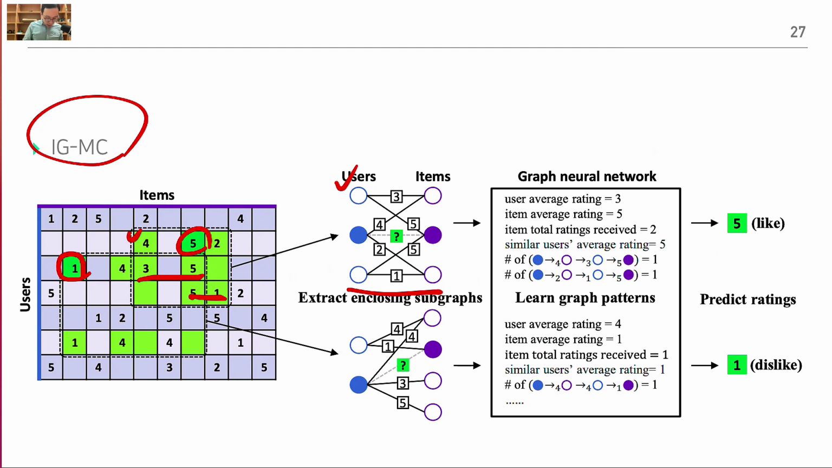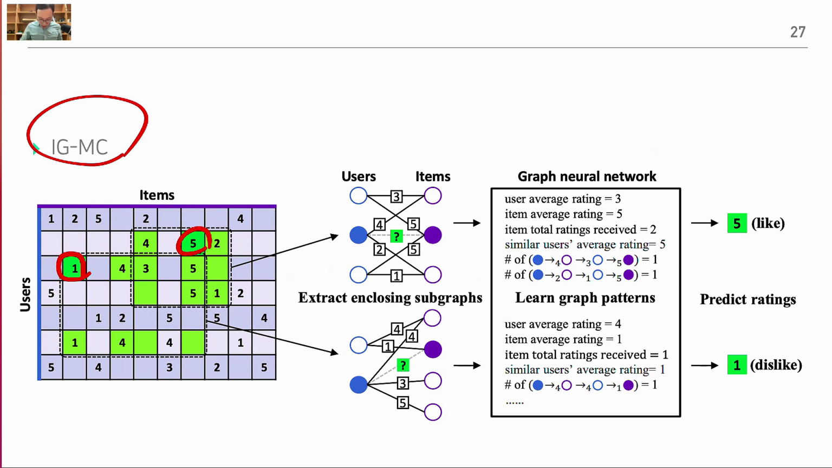What about this one? This is what we are interested in, right? We try to predict this. This user is connected to 4, 2, and we don't know about the rating for this item. That's why we put a question mark. Similarly, we can construct a subgraph from this instead of the whole graph.